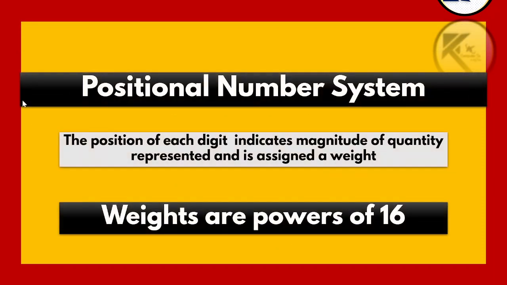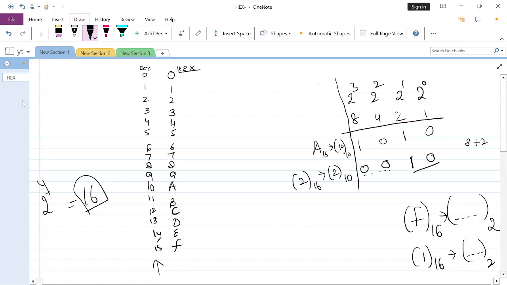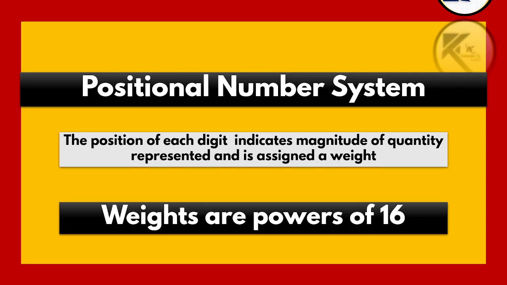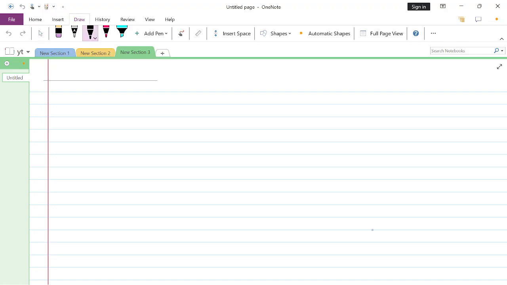Positional number system. For conversions, we must also know the weights assigned to the digits according to their position in the number. Like binary, every number system is a weighted or positional number system. The position of each digit indicates the magnitude of the quantity represented, and it is assigned a weight. So the weights are powers of 16. Let us suppose I have this number. This is the least significant digit, and this is the most significant digit. This is only a whole number.